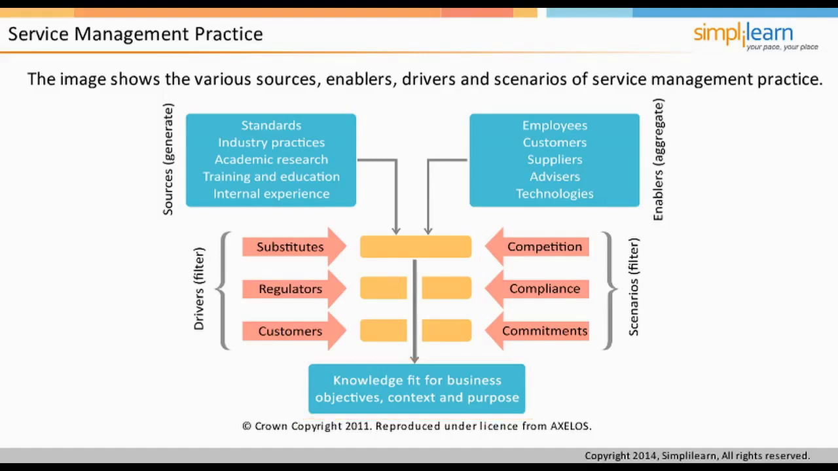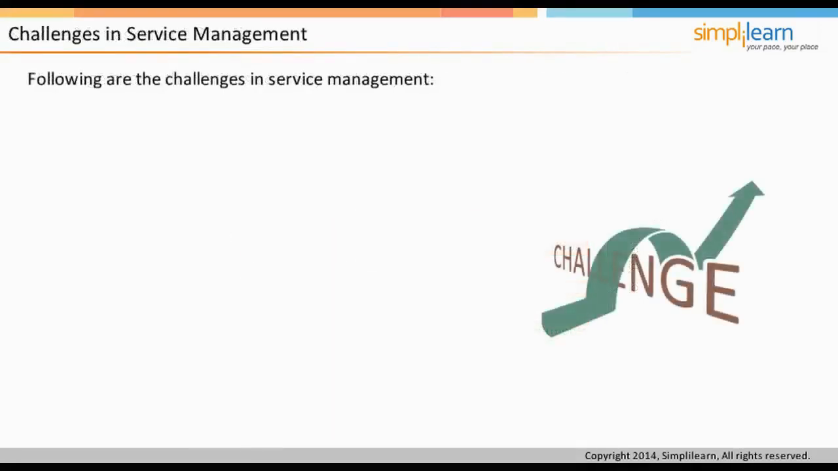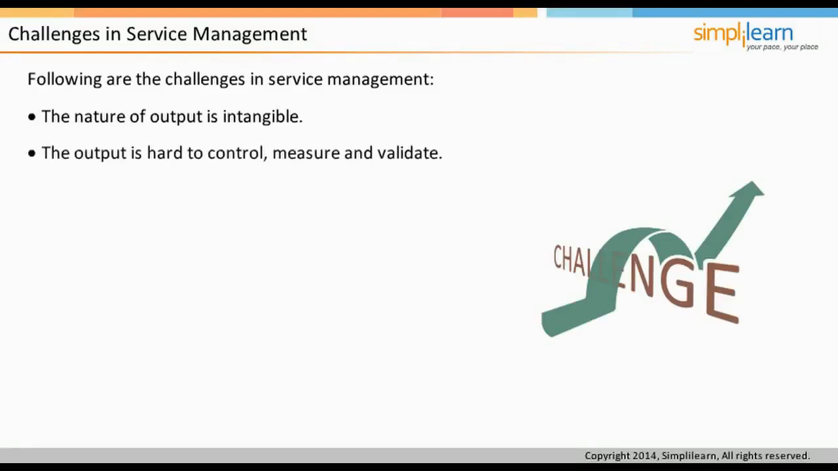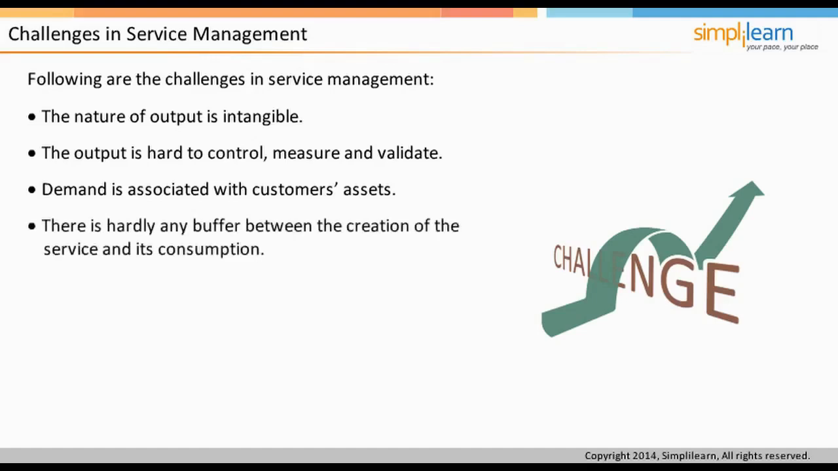In the next screen, we will focus on the challenges in service management. The challenges in service management are: firstly, the nature of output in service management is intangible. Secondly, the output is hard to control, measure, and validate. Thirdly, customers' assets such as applications, processes, transactions, and documents arrive based on the demand, and these stimulate service production. So demand is associated with customers' assets. Fourthly, there is hardly any buffer between the creation of the service and its consumption by the customer. Finally, service capacity and output are of perishable nature.